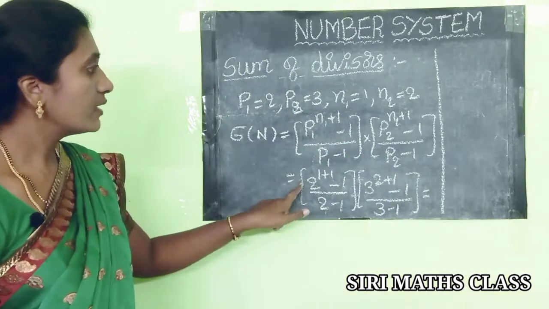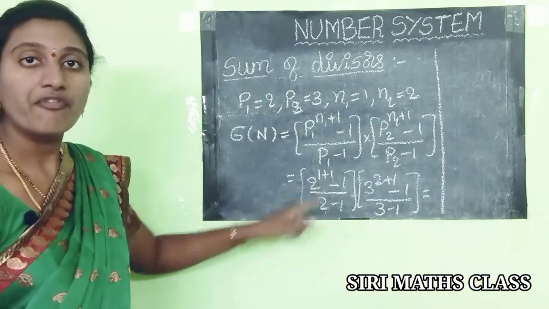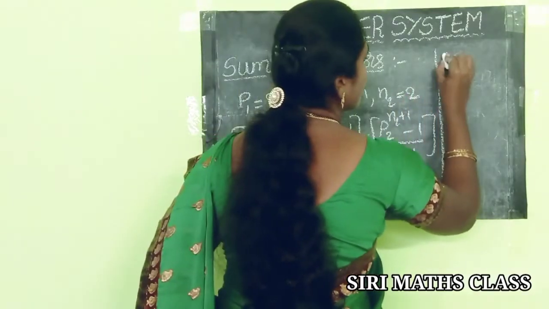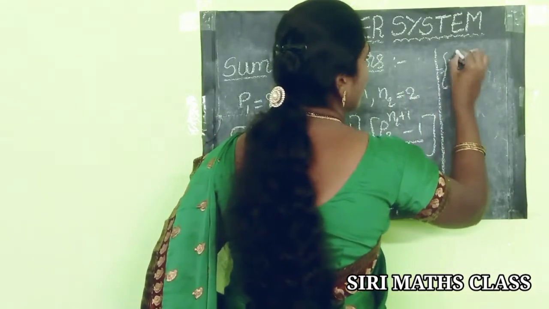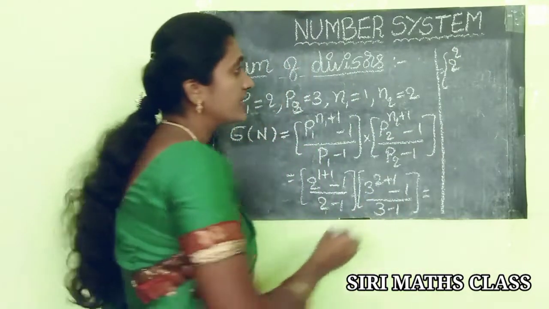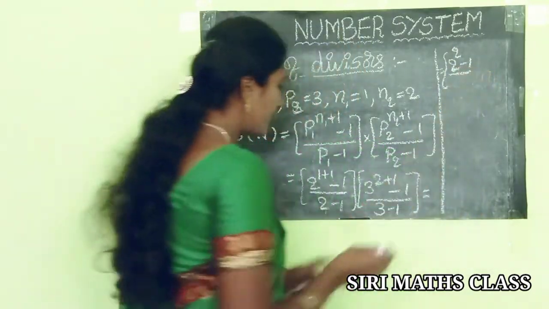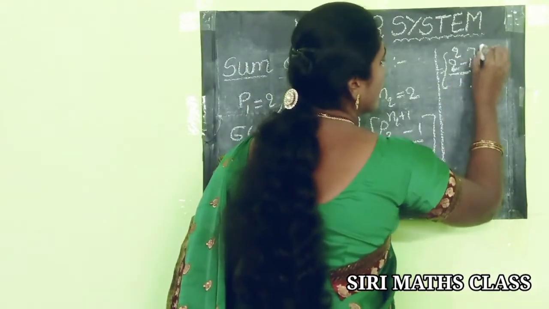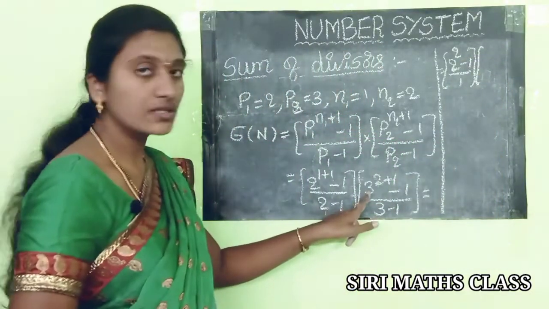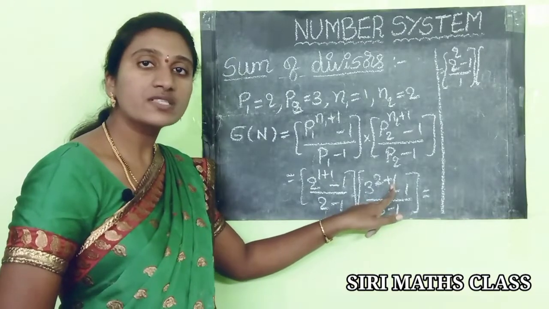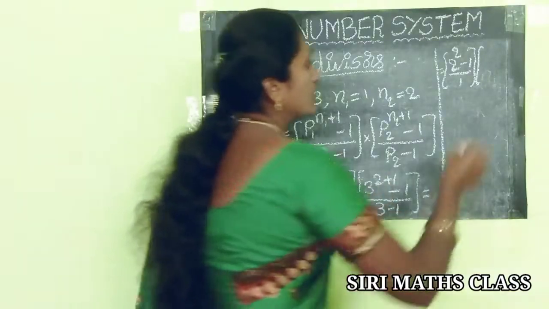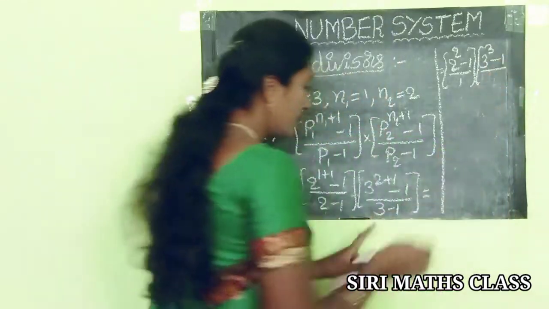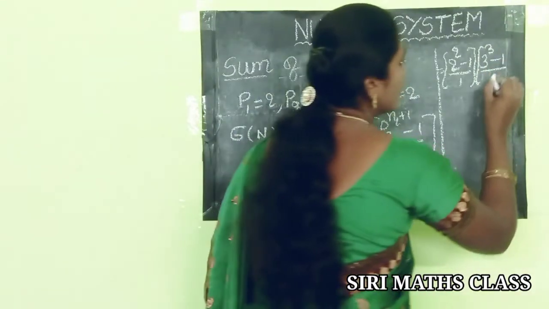Okay, see here, 2 power 1 plus 1. 1 plus 1 value how much? 2, na? So 2 square minus 1 by 2 minus 1, which is nothing but 1, into, and here also 3 power 2 plus 1. 2 plus 1 is 3. So 3 cube minus 1 by 3 minus 1, how much value? 2.